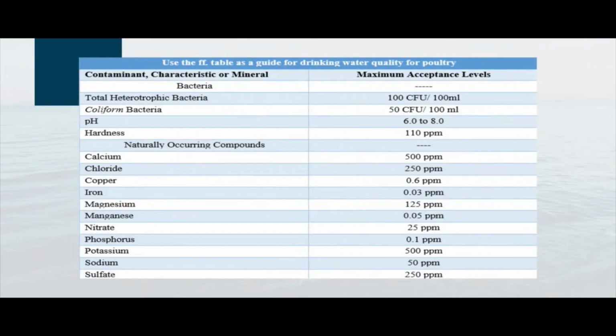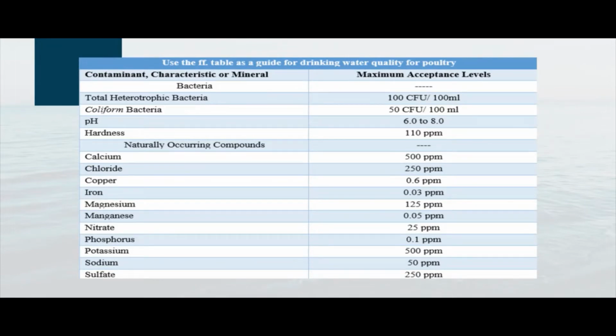With the table shown on the slide, this is a guide for the drinking water quality for poultry. It showcases the different contaminants, characteristics, minerals, and naturally occurring compounds found in water, and their maximum acceptance level for drinkability. I will be going into greater detail, but first, I will read through the table for better clarity of the topic. First, we have the contaminant, characteristic, or mineral.